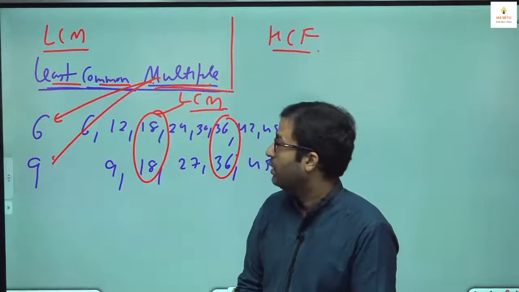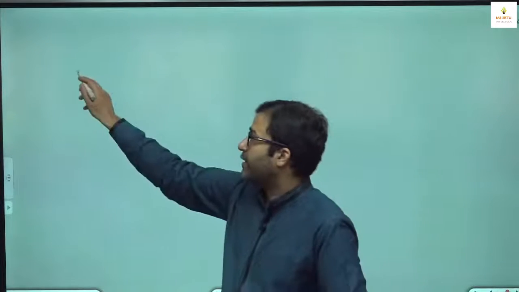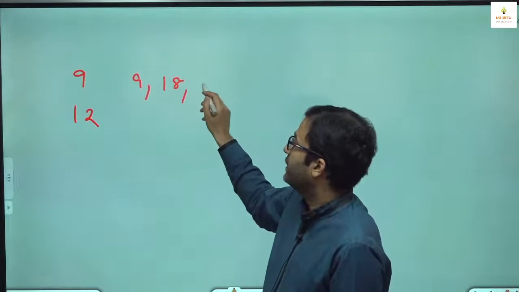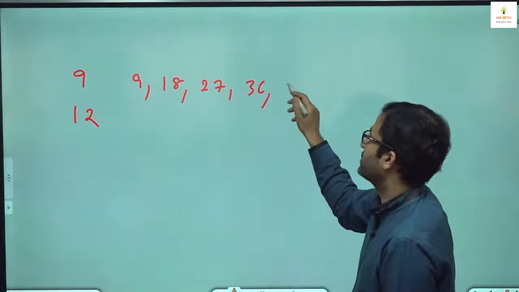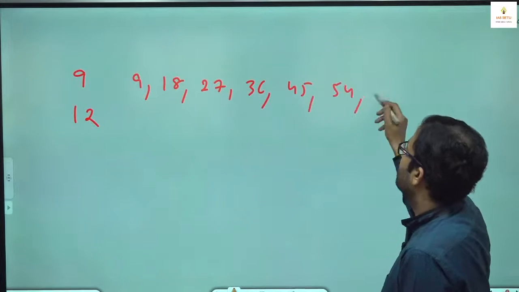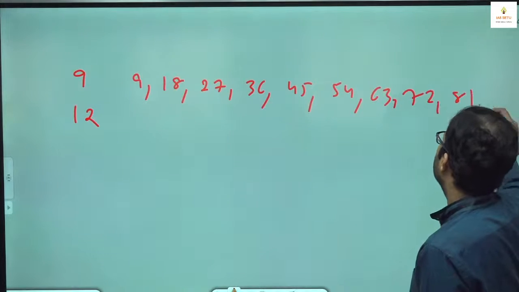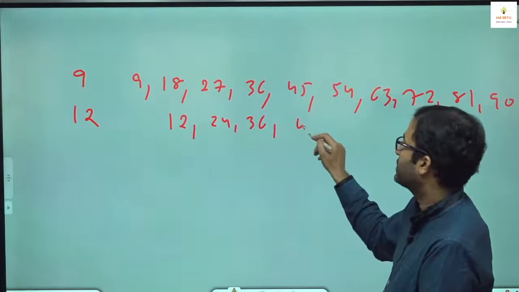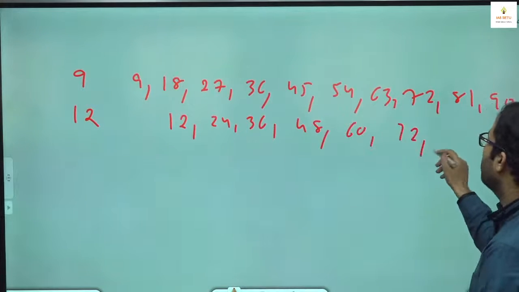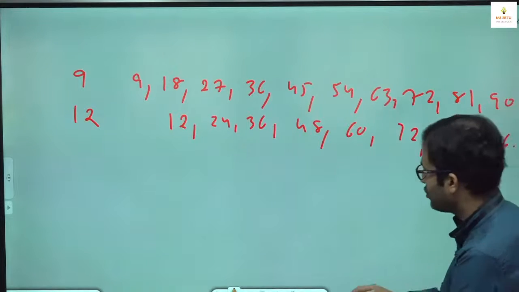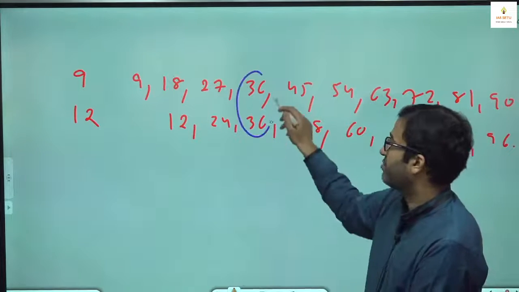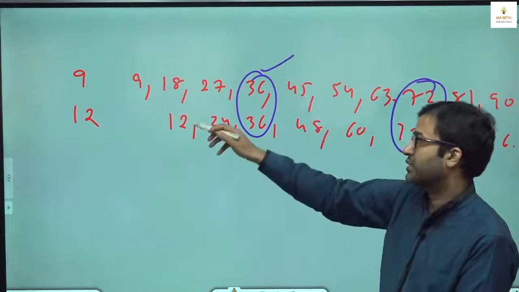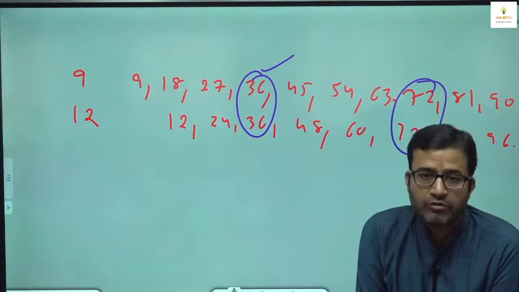Like I take 9 and 12 for example. So what are the multiples of 9? 9, 18, 27, 36, 45, 54, 63, 72, 81, 90. What are the multiples of 12? 12, 24, 36, 48, 60, 72, 84, 96 and so on. What are the common multiples here? We have 36, 72. Here, which one is the least common multiple? 36. So LCM of 9 and 12 is 36.